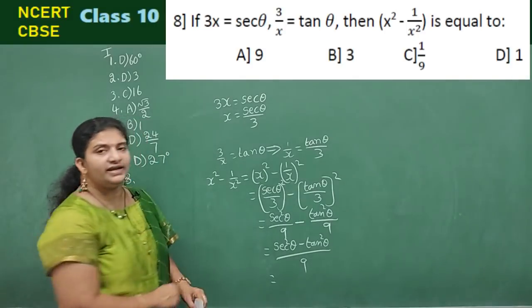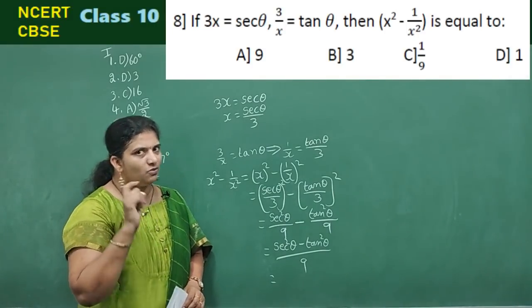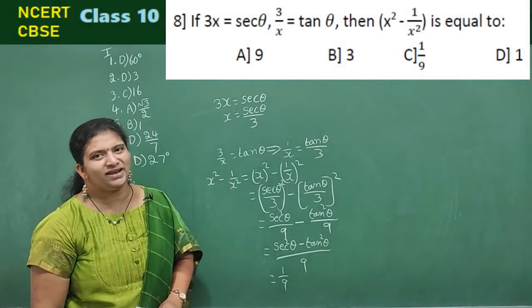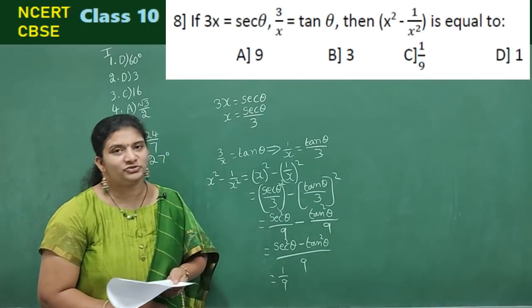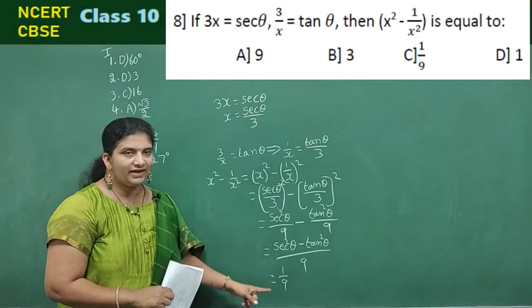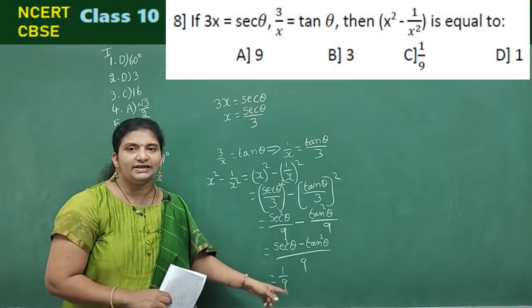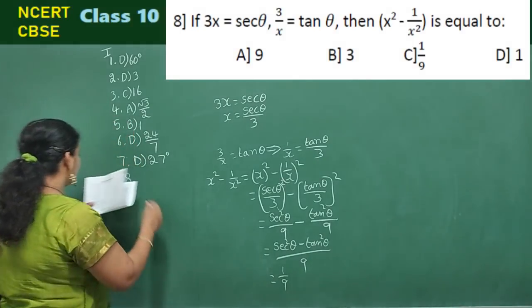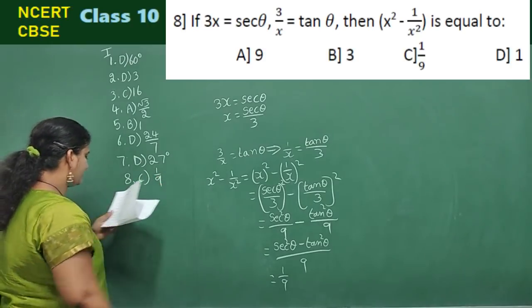And you know by identity, what is secant square theta minus tan square theta? It is 1. And you will get final answer 1 by 9. Check your option. Which is your right answer? Option C, 1 by 9. Finally, what is x square minus 1 by x square value? It is 1 by 9. Check the option which is right. Option C, 1 by 9 is the correct answer.